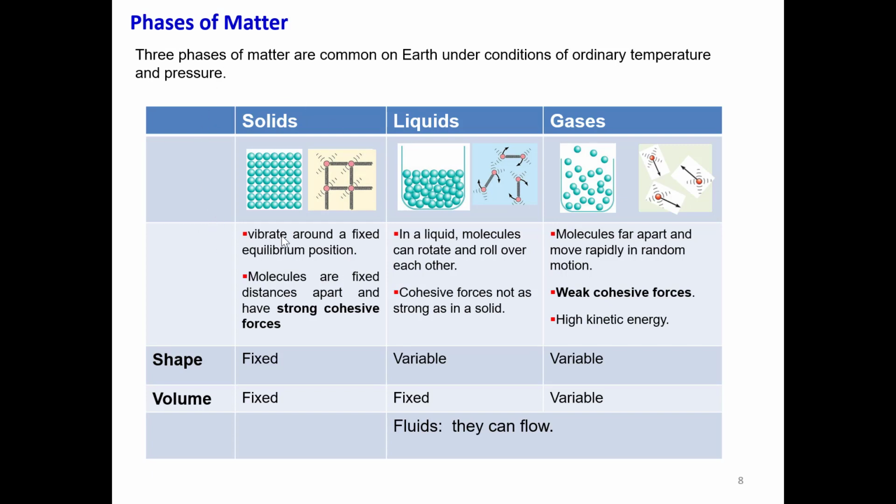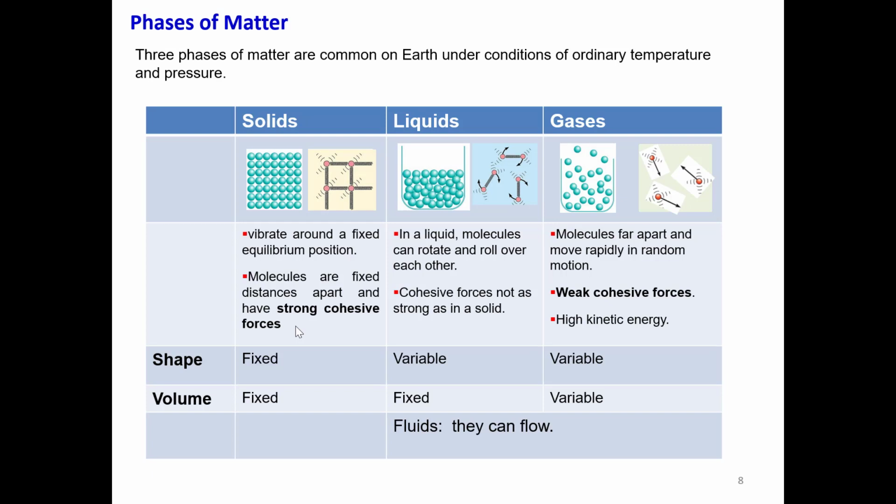In a solid, the molecules are really organized, and they can only vibrate. They cannot translate, they cannot rotate, they can just vibrate in one fixed position. This is why there are strong cohesive forces between the molecules. Because the molecules cannot rotate or translate, the shape and the volume of solids are fixed.